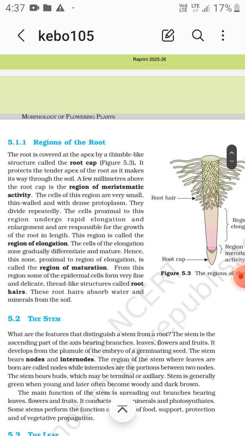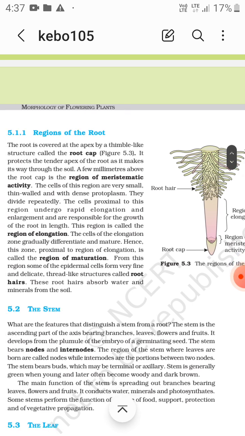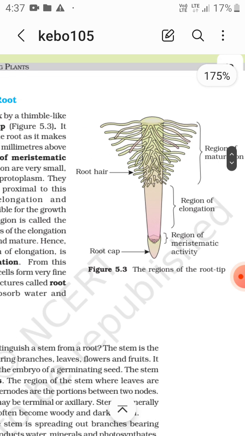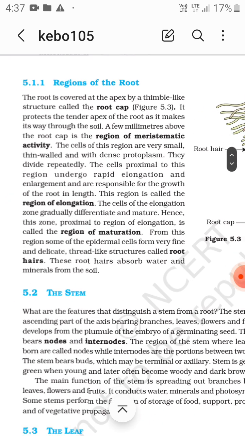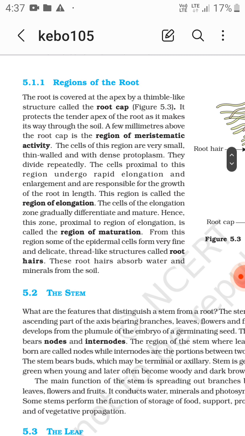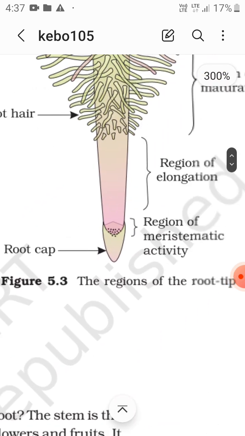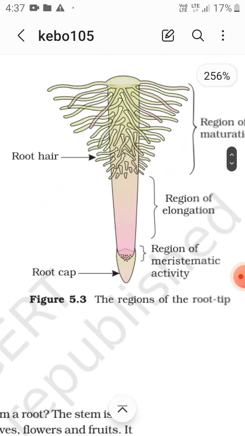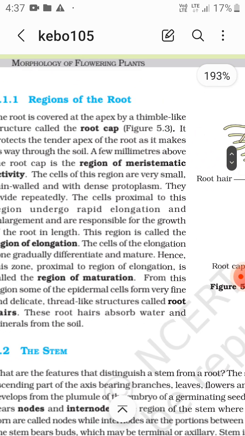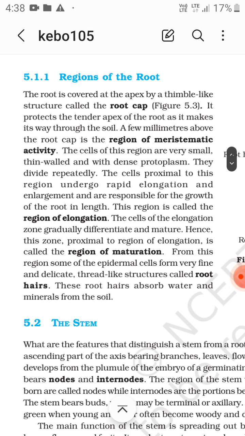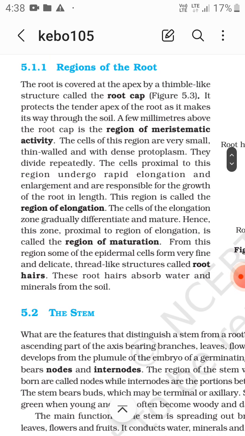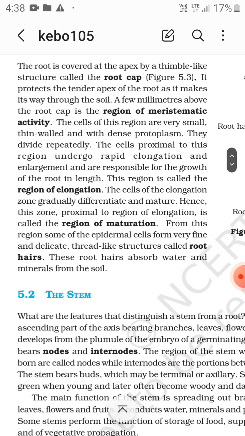The cells proximal to this region undergo rapid elongation and enlargement and are responsible for the growth of the root in length. This region is called the region of elongation. The cells of the elongation zone gradually differentiate and mature. Hence the zone proximal to the region of elongation is called the region of maturation.